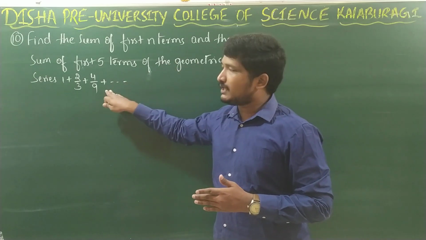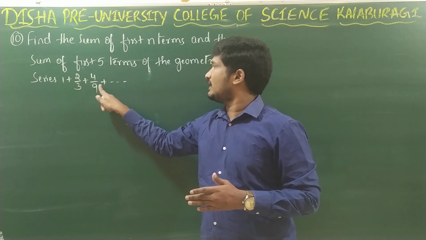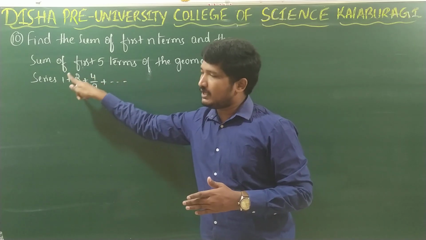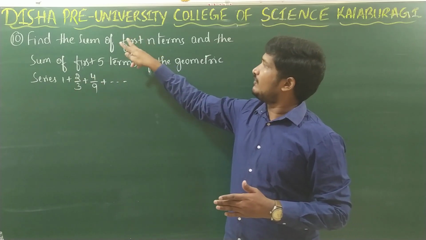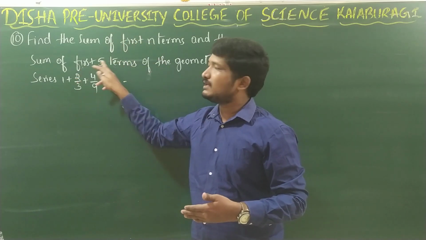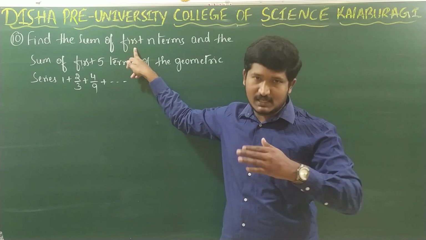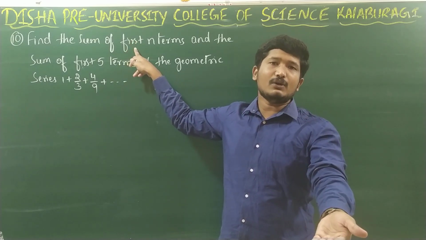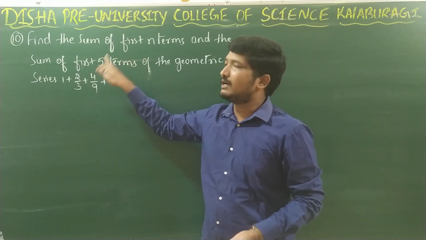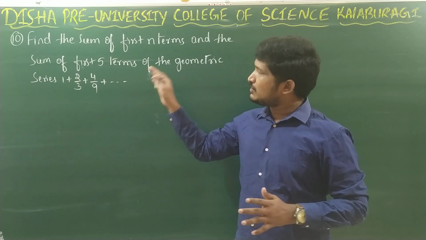Of the geometric series 1 plus 2 by 3 plus 4 by 9 plus so on. So we are given the geometric series, and we have to calculate the value of Sn as well as S5. First let us calculate Sn. When I substitute n is equal to 5, I will get S5, that is the sum of first 5 terms.